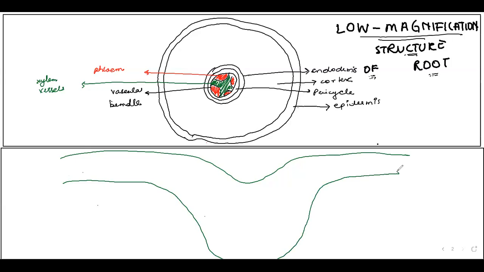Now, when we are going to talk about it, first of all, we're going to have the outermost layer that's going to be present at the top of the leaf, and then we will have an outermost layer that's going to be present at the bottom of the leaf.